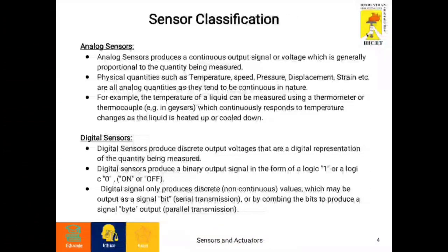Digital sensors. At its core, a digital sensor is a device that measures a physical quantity such as temperature, pressure, light, or humidity, and then quantizes the measurement into a digital form. A digital signal only produces discrete, that is non-continuous, values which may be output as a single bit, serial transmission, or by combining the bits to produce a single byte output, that is parallel transmission.